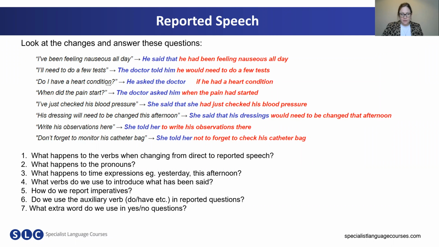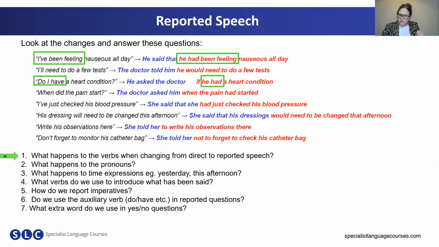So if we take the first question, what happens to the verb when changing from direct to reported speech? Well, the simple answer is they move one tense backwards. Okay, so we've got an example here. I've been feeling, present perfect continuous, changes to he had been feeling, past perfect continuous. Again here, do I have is in present simple, changes to he had, past simple.